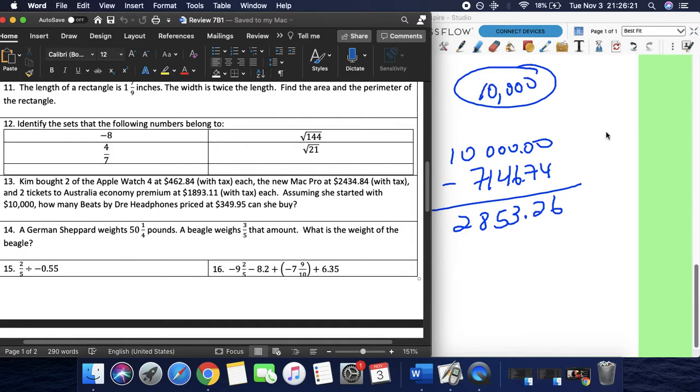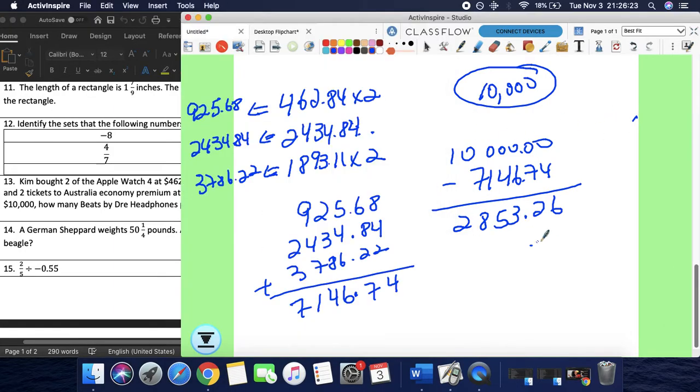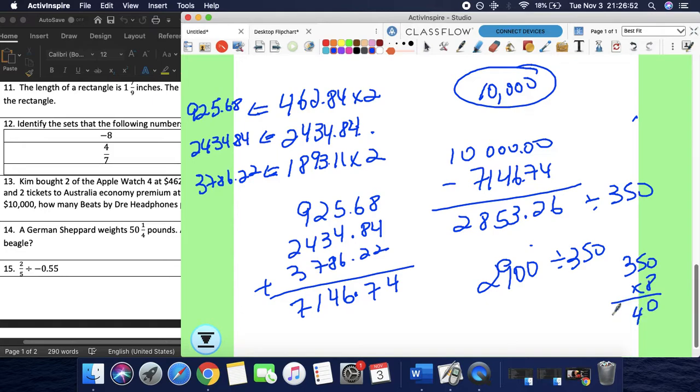How much is it? Dr. Dre's 300 and what? 350. So let's just estimate, for the sake of it, because the question says how many can he buy. So I'm going to round this to 2,900 and 350. So I'm going to say, let's multiply 350 times 9. It's going to be too much, times 8. 0, carry the 4, 44. Carry the 4, 24, 28.